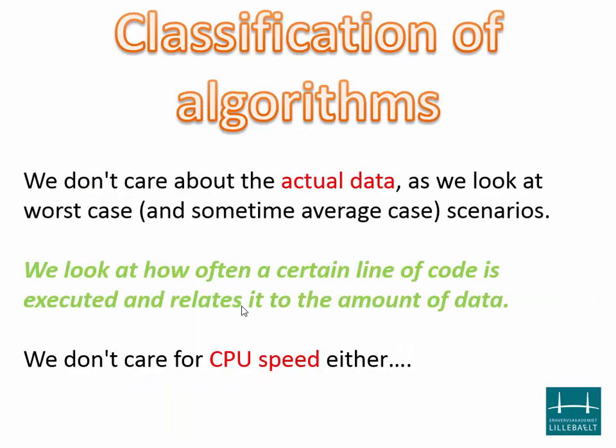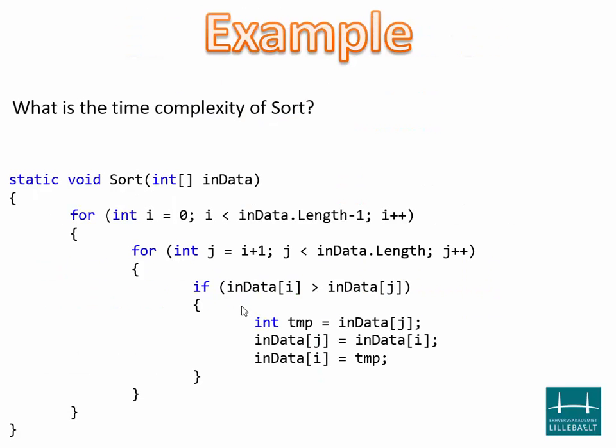So we classify it with respect to how many times a certain line is executed, which means we look at the data amount and not the actual data. And we don't care about CPU speed either. We'll come into that later.